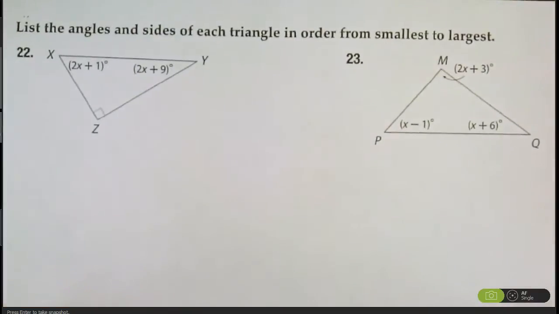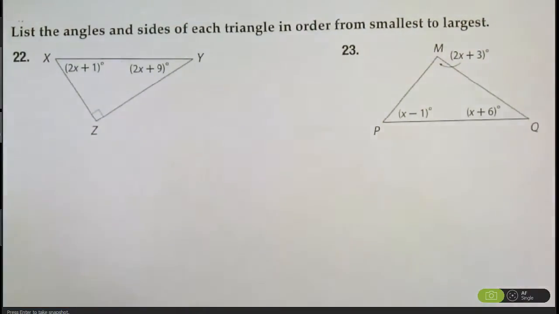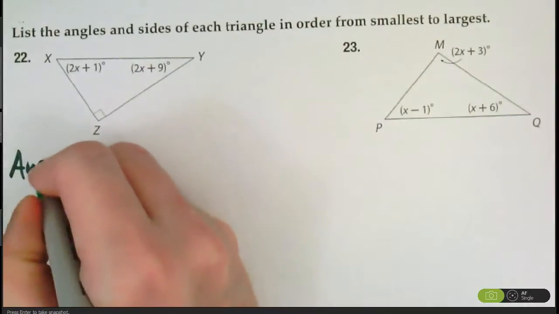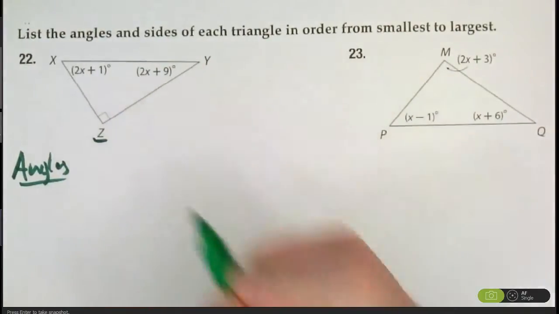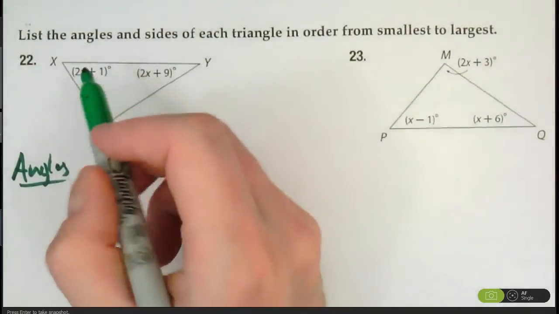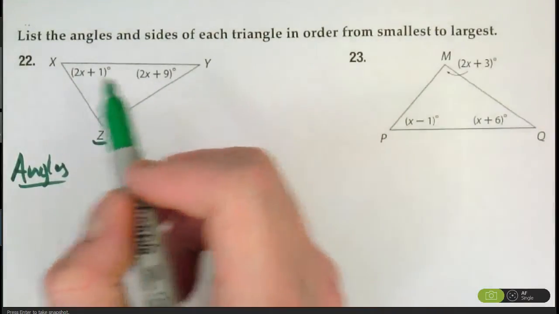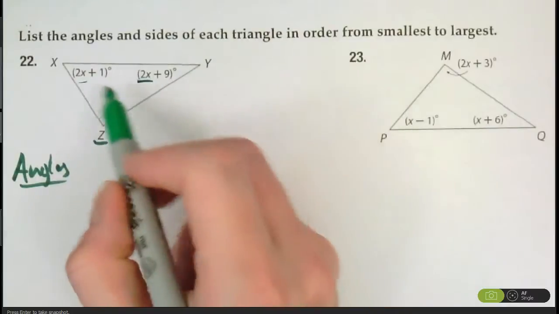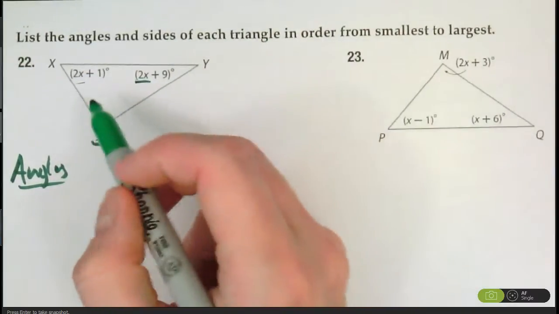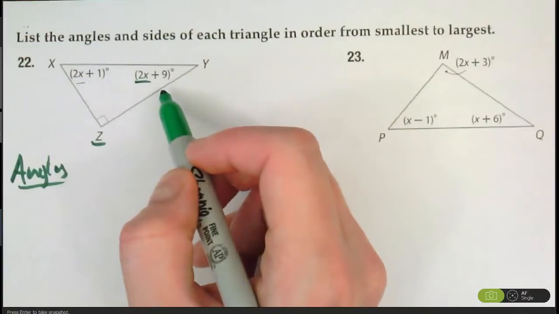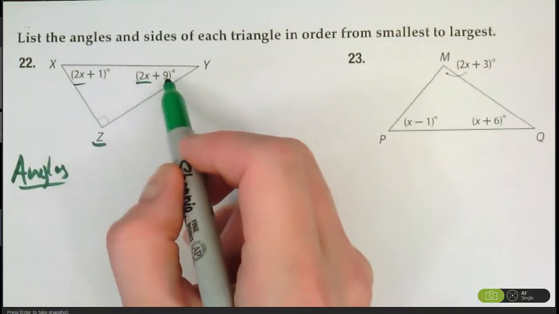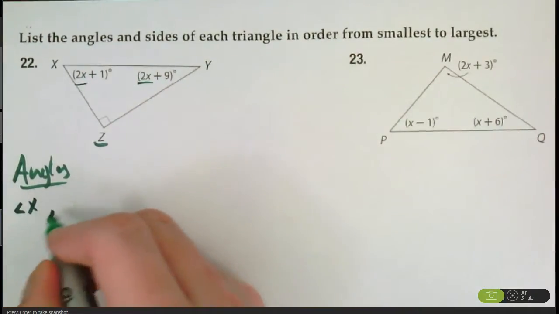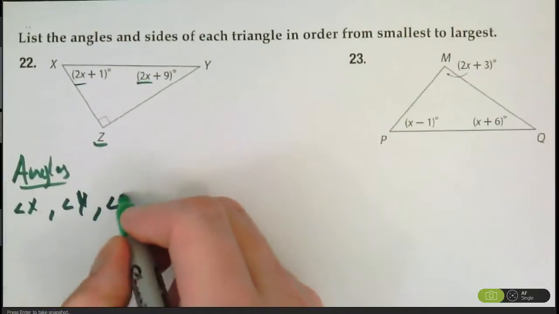Okay. And then last but not least, a couple of them that are a little more, I would say, abstract. Let's do the angles first. They've labeled all the angles. Now here's the thing. I know that in this triangle, it's a right triangle, so Z is the largest angle. So that's taken care of. The question is, what's bigger, angle X or angle Y? Well, if you look at this, they're both 2x. We have to assume that x is positive, because otherwise we'd possibly get negative angles. So the smallest one is the plus 1, because 9 is bigger than 1. So smallest angle is angle X, then angle Y, then angle Z.